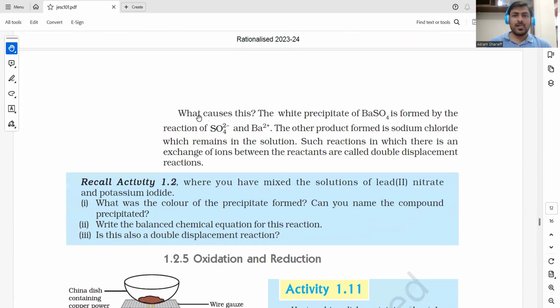So what causes this? The white precipitate of barium sulfate is formed by the reaction of the sulfate and barium ions. The other product formed is sodium chloride, which remains in the solution. Such a reaction in which there is an exchange of ions between the reactants is called double displacement reaction.